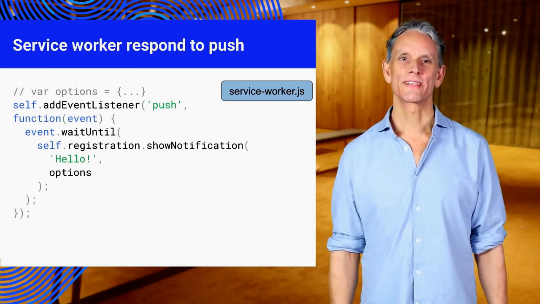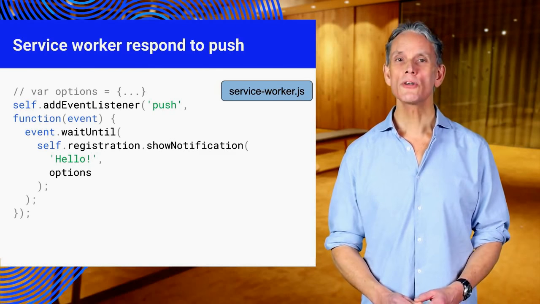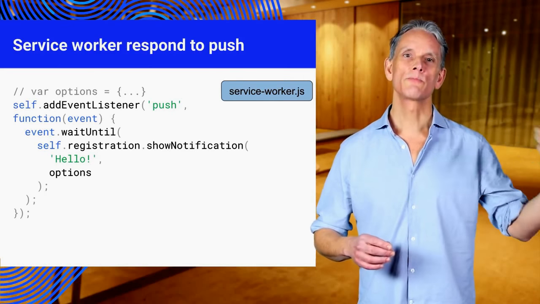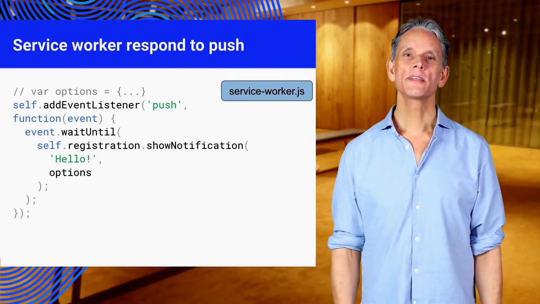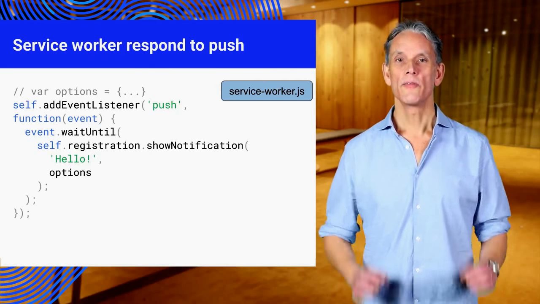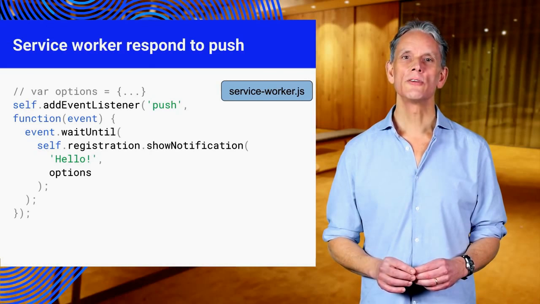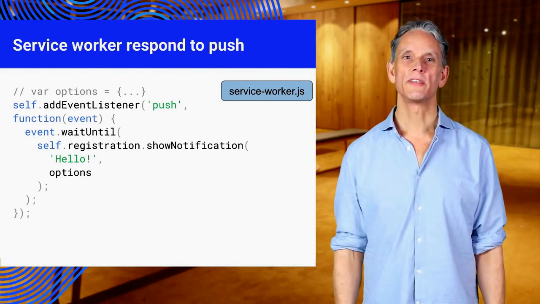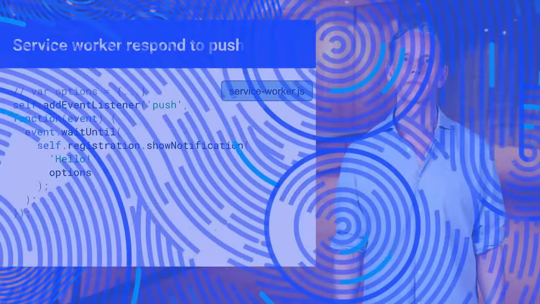The service worker can listen for push events. Push events are initiated by your back-end service through a browser's push service. This example shows a notification when the push event is received. The options object is used to customize the notification. The notification could contain the data that was pushed from the service.